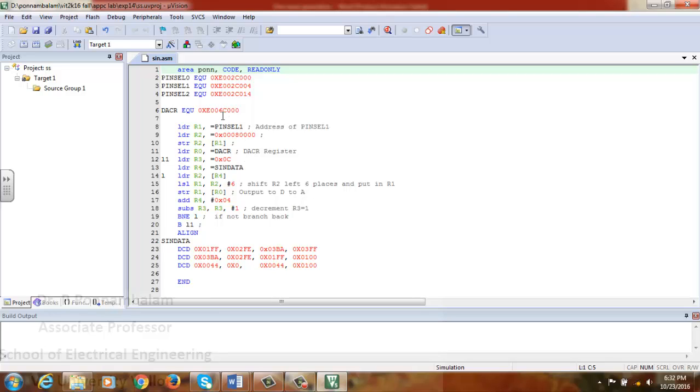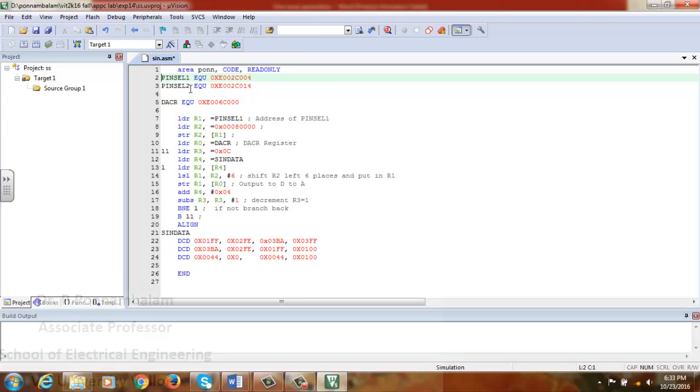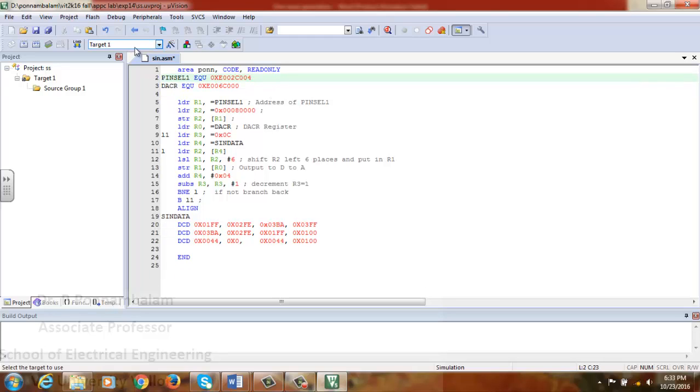So here coming to this program, this area and then the label comma code comma read only specifies that this area is having the label of PONN, and this is going to be a code, and this has to be saved in a read only memory. Then coming to this assembler directive, pincel 0, pincel 1 and pincel 2. As far as this program is concerned, pincel 0 is not required, and pincel 2 also not required, only pincel 1 is enough.